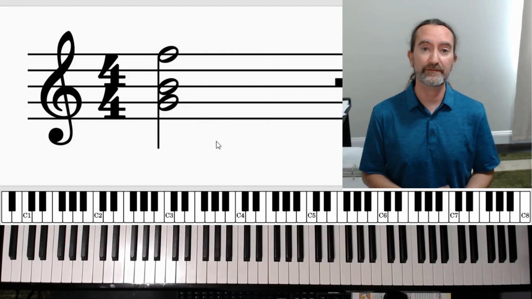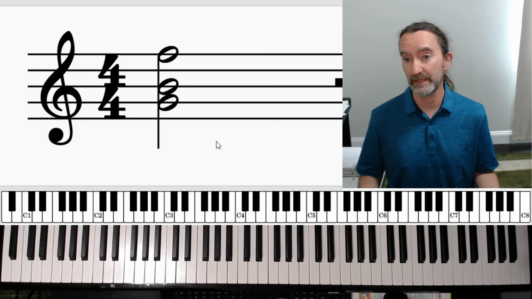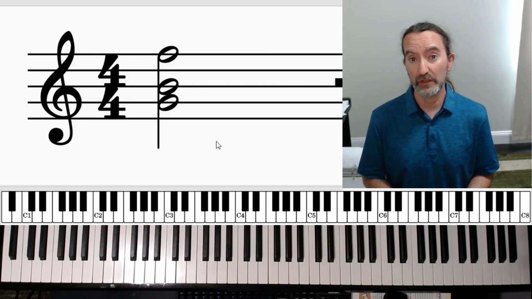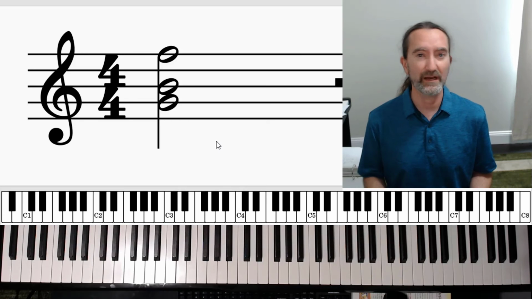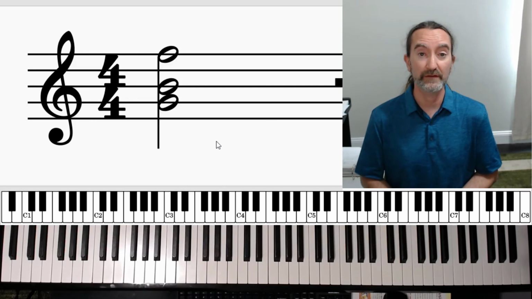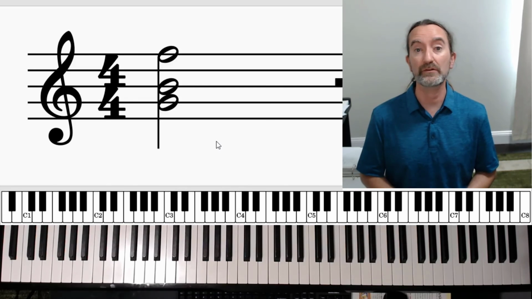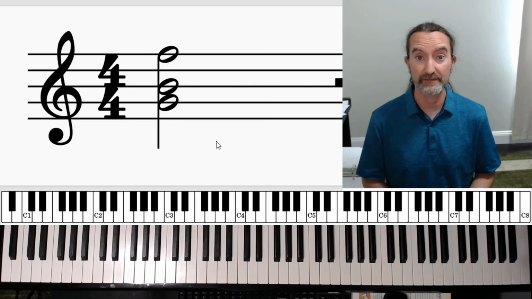I hope this explains it for everybody, and if you have any questions, please let me know. Like I said, I'm going to have another lesson soon enough on inversions of the 7th chord, as well as other lessons on the other 7th chords that you might see.